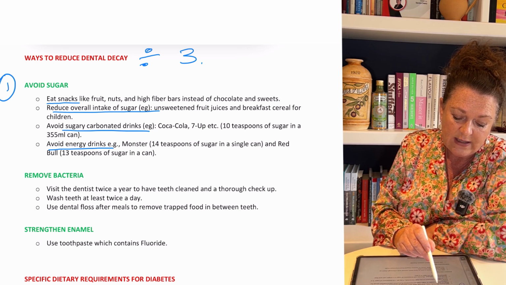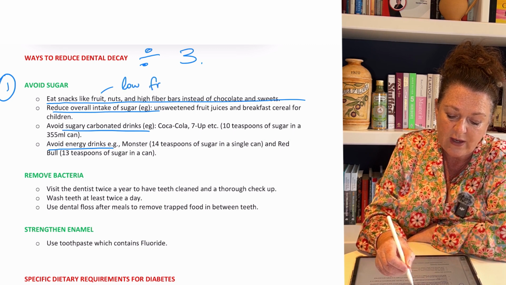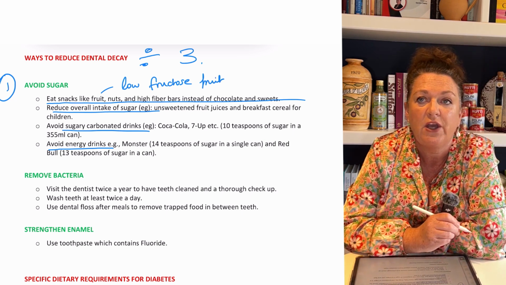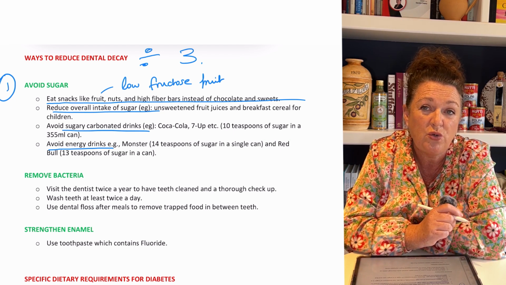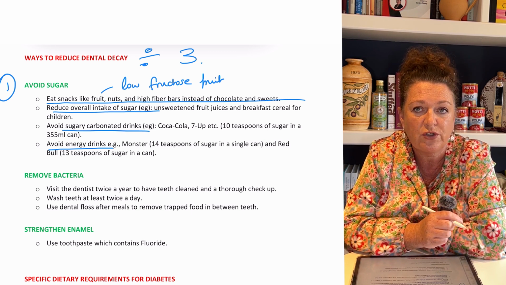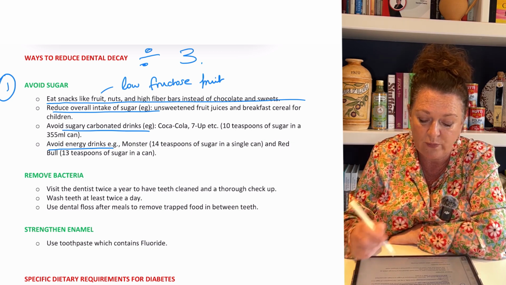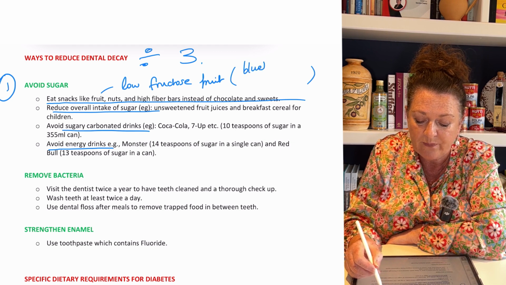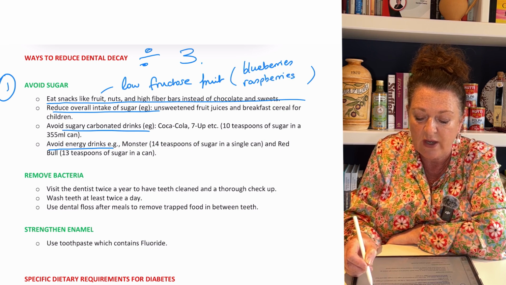So avoid the sugary carbonated drinks, avoid the energy drinks like the Monster, reduce your overall intake of sugar, eat snacks like fruit, nuts and high fibre bars, but make sure that the fruit in question happens to be low fructose fruit. Remember we said we should have 5 to 7 servings of fruit or veg a day. Of that 7, 2, maybe 3, but ideally it should be a 2-5 breakdown. 2 portions of fruit, unless of course it's low fructose fruit. So there's more vegetables than fruit being taken daily because of the fructose present. So remember blueberries and raspberries, and you'd even know that these fruits are not high in sugar because of the tart flavour.